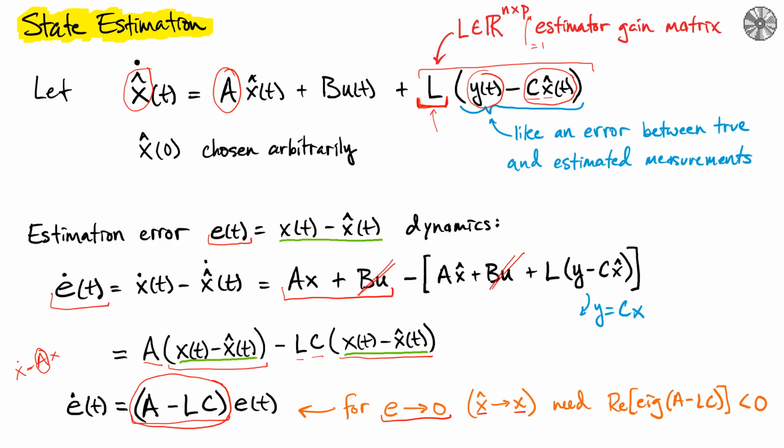So just like what we talked about in the state estimation part, now we have another criterion here that says that we want our estimation error to also go to 0, and so that gives us conditions on this matrix A minus LC.